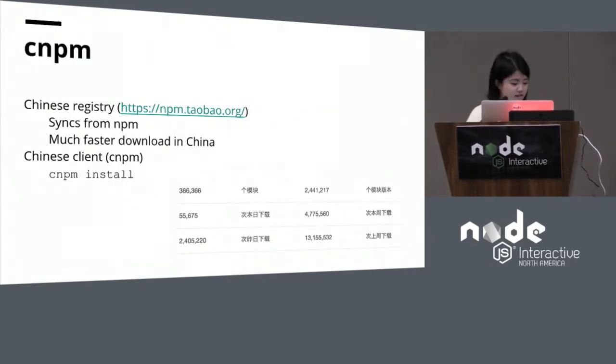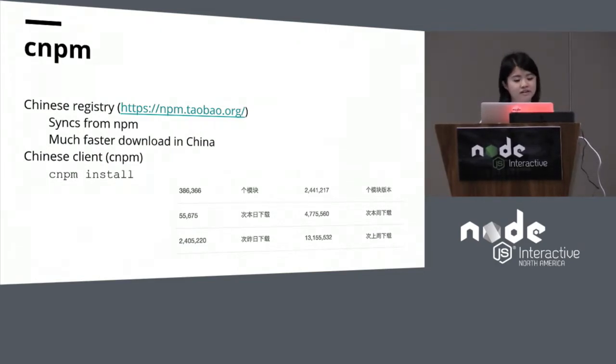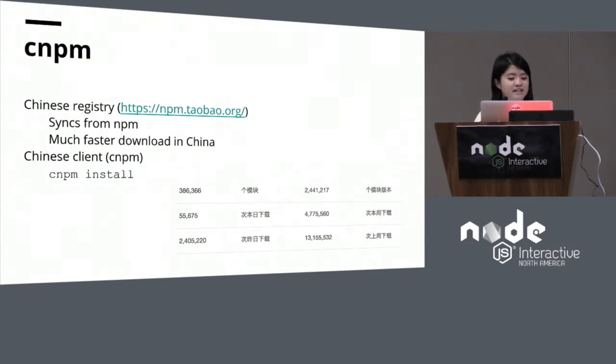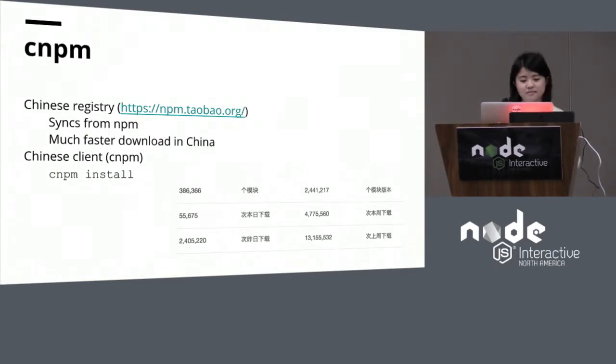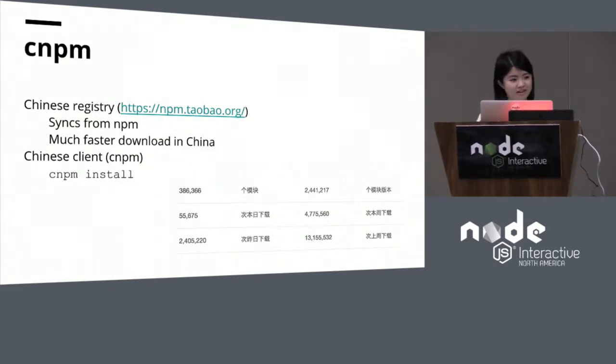The first thing that the Node community in China has done is a private NPM registry. There's a Chinese registry that syncs from NPM every day, and it's much faster downloading in China. Like I said, my download rate is about 1 megabyte per second, and that's already on the VPN. Sometimes if you download from the original NPM, it will be throttled. Sometimes it just times out. It really depends on the weather. So you have to use the Chinese registry in China, and it's much faster.